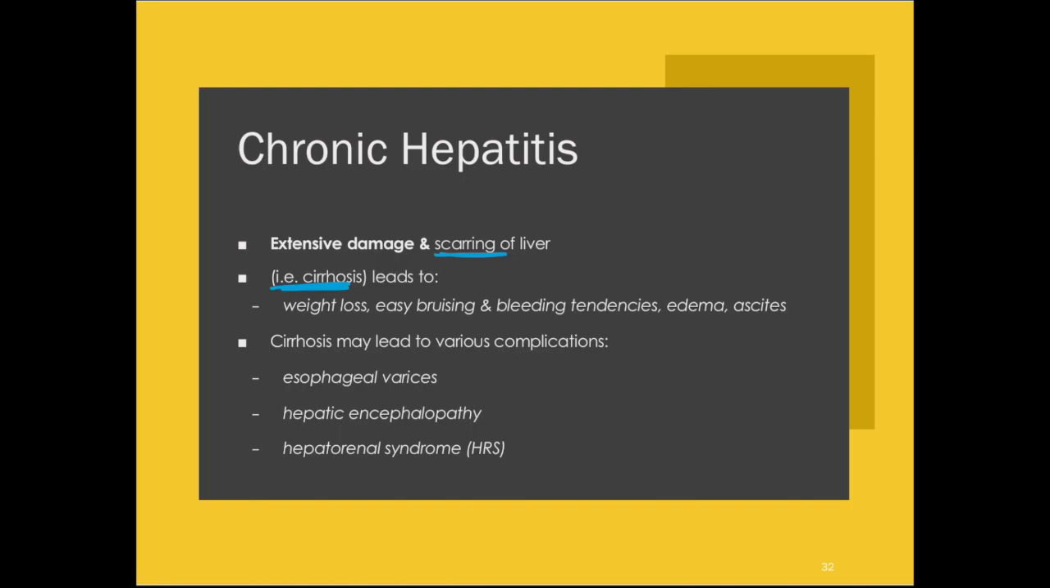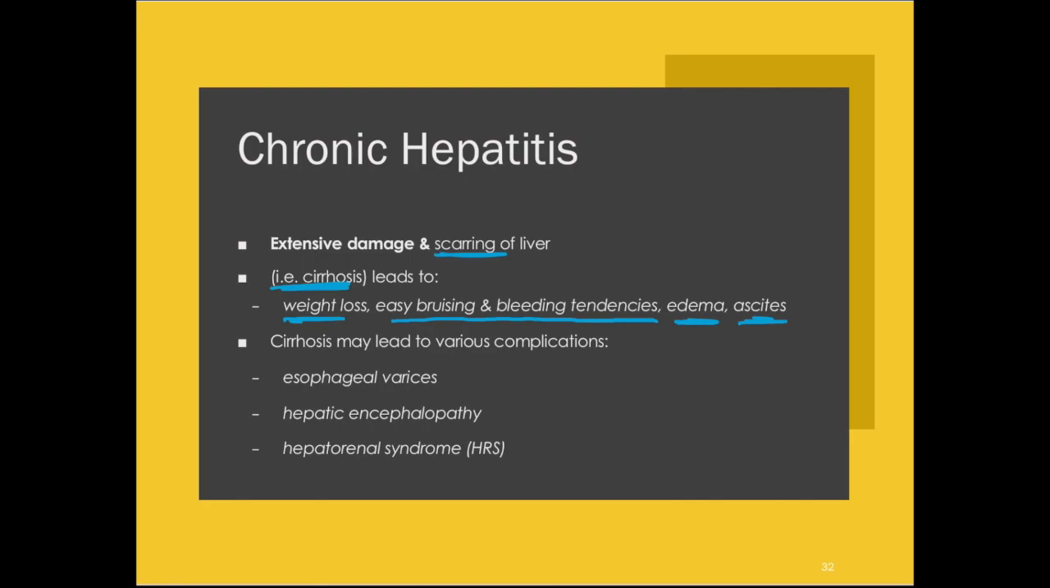Some symptoms, you have weight loss, easy bruising and bleeding tendencies. That's because of those clotting factors that aren't being made. Edema, this has to do with albumin not being made. We can talk about that in a little bit. And ascites, again, has to do with portal hypertension and albumin. We'll talk about that on another slide. So we don't have to go through that more than once.